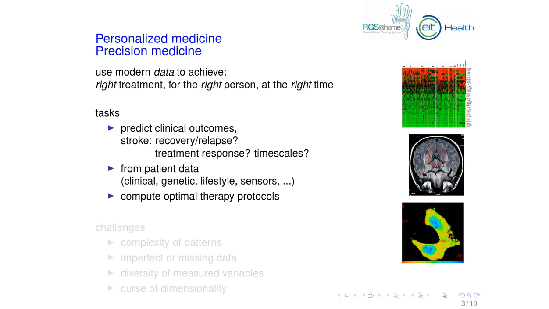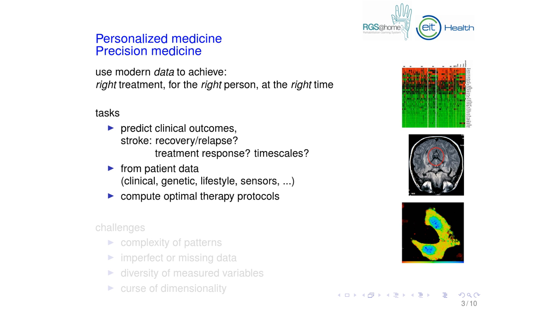And in terms of data analysis, this means that we have to do the following tasks. We will want to be able to predict clinical outcomes. In stroke, for instance, that would be whether or not a patient recovers or relapses, or what would be the response to specific treatments, and on which timescales we would expect to see recovery. And we want to make these predictions from the data that we have on individual patients.